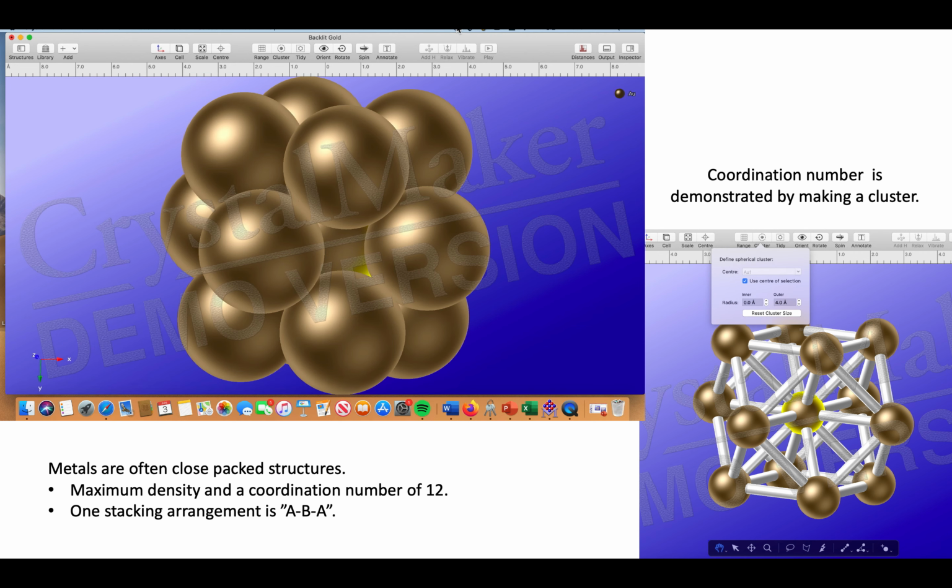This idea of using the cluster function to explore what the coordination number is, I think that's a really helpful feature of CrystalMaker as well. In this case, all of the atoms have the same coordination number, but if you have different atoms within the compound, you might have some variability to the coordination number.